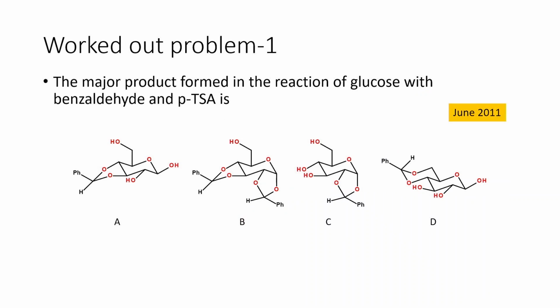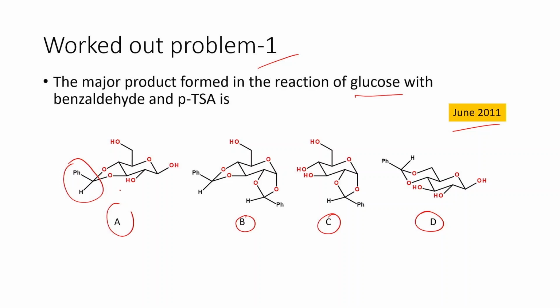So let us start with the first problem. This problem was asked in June 2011. The major product formed in the reaction of glucose with benzaldehyde and PTSA is, there are four products given here. We have to identify which is the right product. A, B, C and D are the four products given. If you look carefully, in all the cases the benzaldehyde is protected as an acetal. That is what is happening in all the cases.